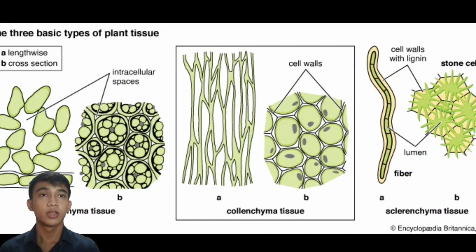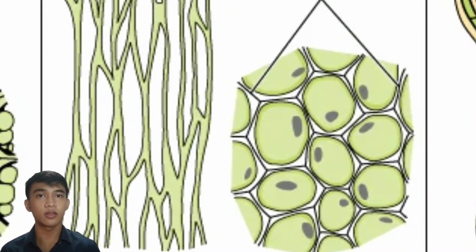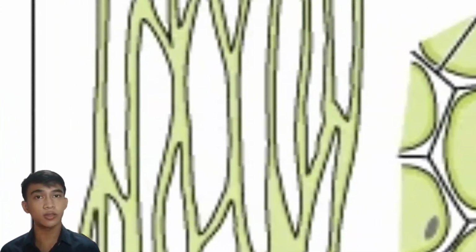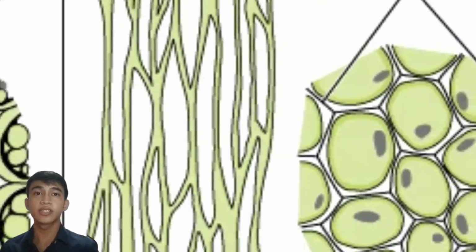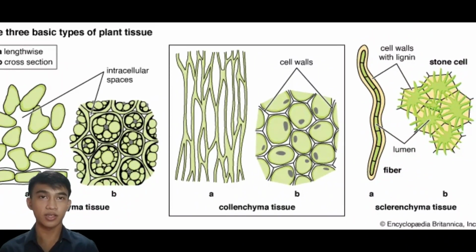Second is collenchyma. Cells are living, elongated, and irregularly thickened at corners. Intercellular spaces are present. Tissues are present below the epidermis in leaves and stalks, and provide mechanical support and flexibility in plants without breaking.